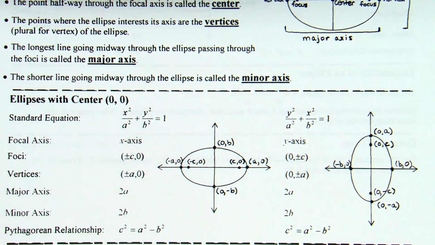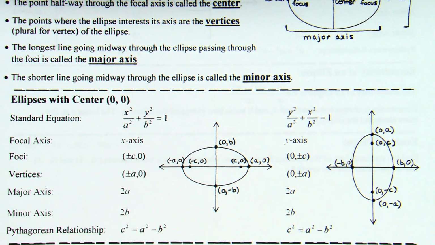It talks about where your focal axis, your foci, your vertices, major axis and minor axis are. Notice they're always 2a and 2b. And then we have something called Pythagorean relationships. The Pythagorean relationship for an ellipse is c squared equals a squared minus b squared. And what it is, it's how A, B, and C are connected. You understand why it's a Pythagorean relationship, right? It's very similar to the Pythagorean theorem, but not identical. It's related, but not the same. So c squared equals a squared minus b squared.